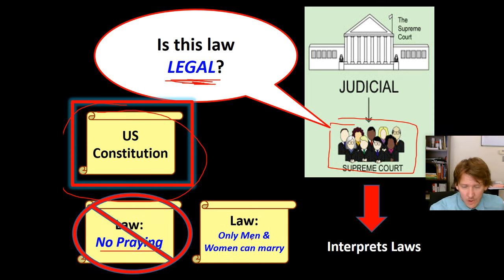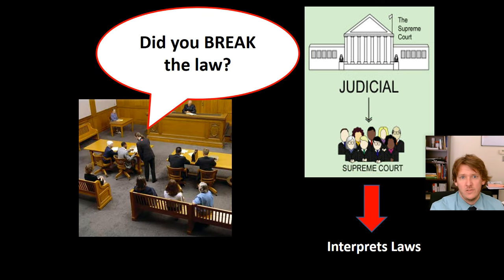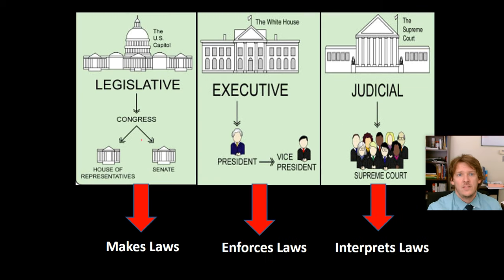Only men can marry women. They reviewed this law. That was a law in many states. In many states, up until 2014, I believe it was, there were laws that outlawed same-sex marriage. Judicial branch looked at that and said that violates the 14th Amendment of the Constitution, which says everyone should be treated equal under the law. That does not treat people equally, and thus those laws were all thrown out because they violated the Constitution. That is the job of the judicial branch. They also look and see if anyone has broken the law. That's your third branch of government.